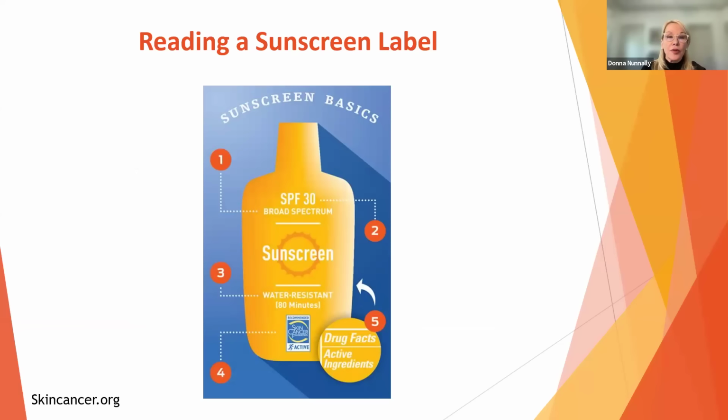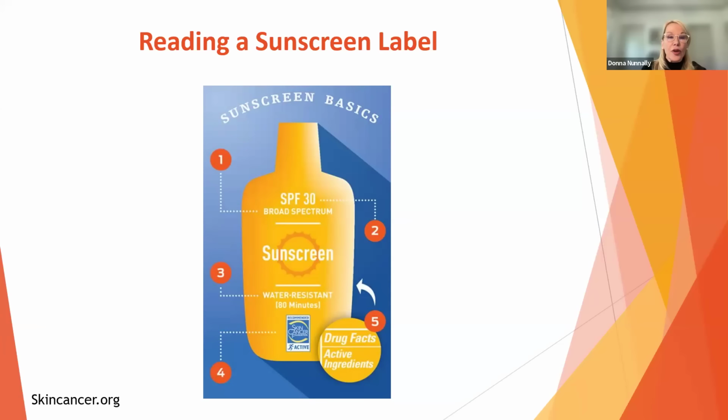SPF, which is sun protective factor, measures how long you can stay in the sun before the UVB rays begin to burn the skin. Example, if it says SPF 30, it allows you to stay in the sun 30 times longer with the sunscreen before getting burned than if you didn't have the sunscreen on at all. Look for water resistant. The FDA prohibits the terms waterproof or sweatproof because it's misleading to consumers. Look for the Skin Cancer Foundation seal of recommendation, which means the sunscreen is both safe and effective.